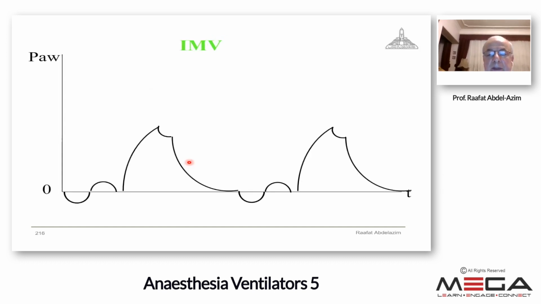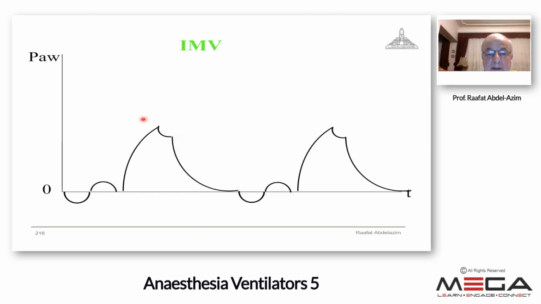Intermittent mandatory ventilation means the ventilator will give exactly like controlled ventilation, and the patient is allowed to breathe spontaneously, but there is no relationship. The ventilator will not sense the patient effort. So the patient can spontaneously breathe and the ventilator will give, and they are not related to each other. This is intermittent mandatory ventilation.